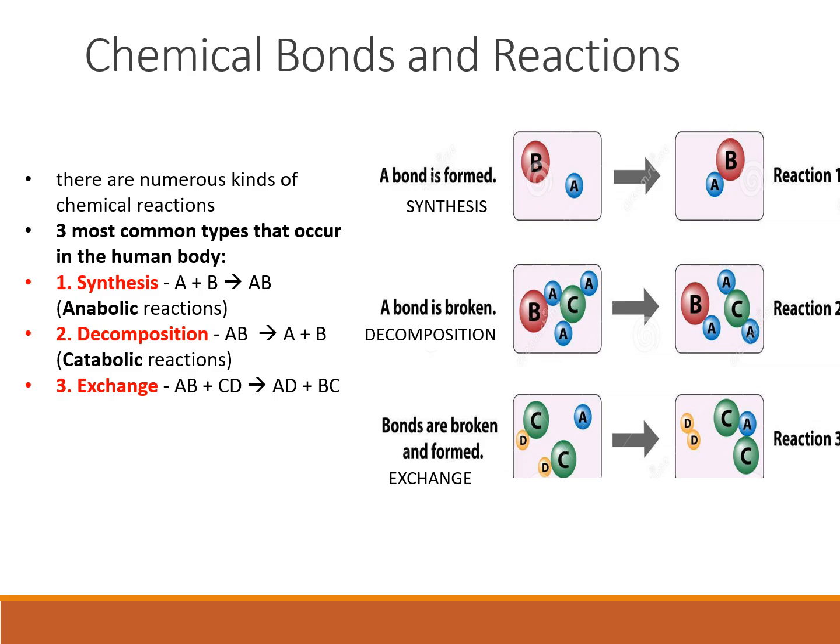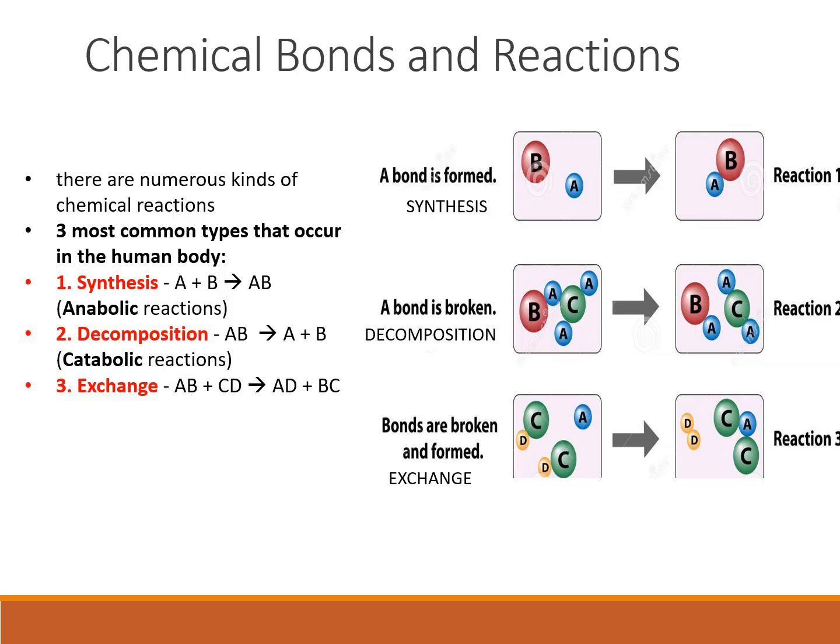These are going to be your synthesis reactions, otherwise known as anabolic reactions, your decomposition reactions, also called catabolic reactions, and then your exchange reactions. In your synthesis reactions, you've got your reactants A and B. They're going to interact with one another, and a bond is going to form, and you're going to produce the product AB. Decomposition is the opposite. You will take the reactant, which is AB, and you're going to break the bond between them, and you're going to break them down into their constituent components, in this case, A and B.